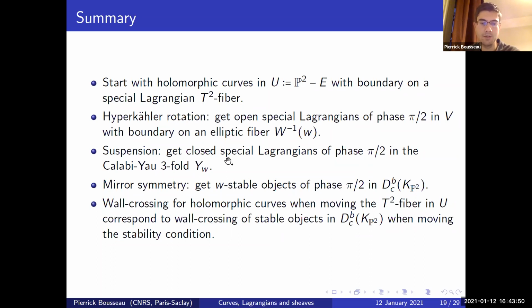And the claim is that in the correspondence I've described, the choice of the T2 fiber on the starting geometry ultimately corresponds to the choice of stability condition on the derived category on KP2. And so these two wall crossing phenomena are compatible.